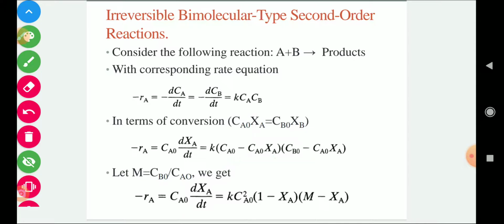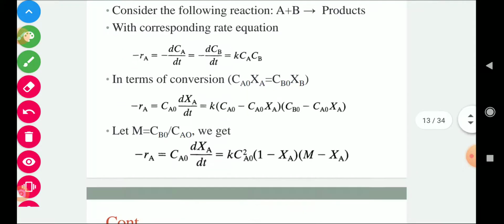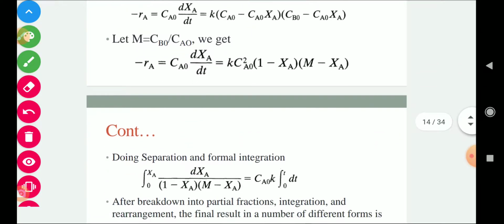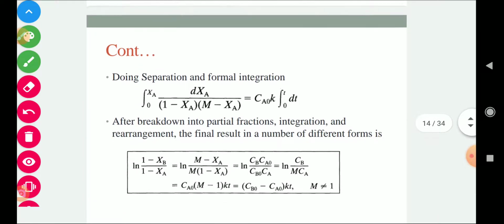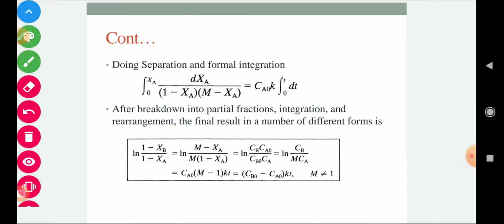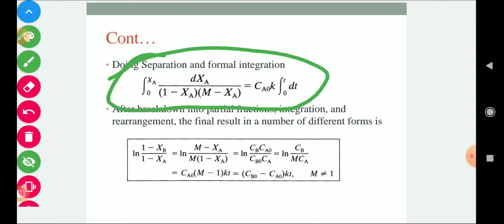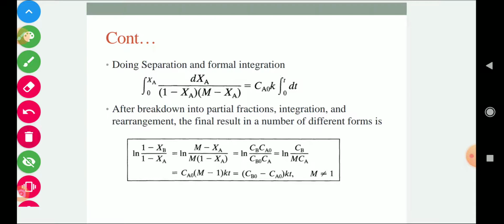If we assume m equals the initial concentration of B divided by the initial concentration of A, then this equation will be converted into this form. Now, as you know, we have to integrate that equation. So rearrange that equation and integrate. Finally, the final expression will be this one.